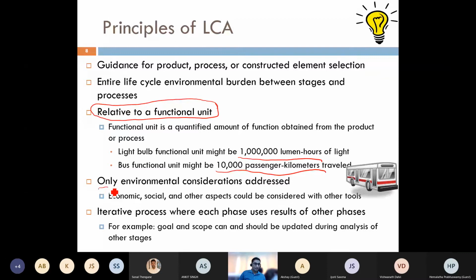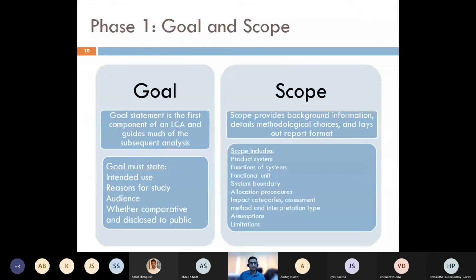And again, only environmental aspects are addressed, as we've already discussed, and the whole process is iterative. We go forward and back till we are able to come to a mutual consensus that the LCA that we have done makes sense. So now we'll discuss all the 4 phases of LCA in detail.